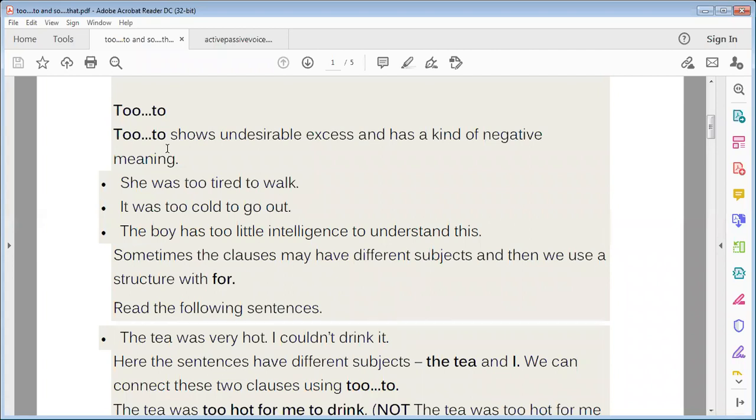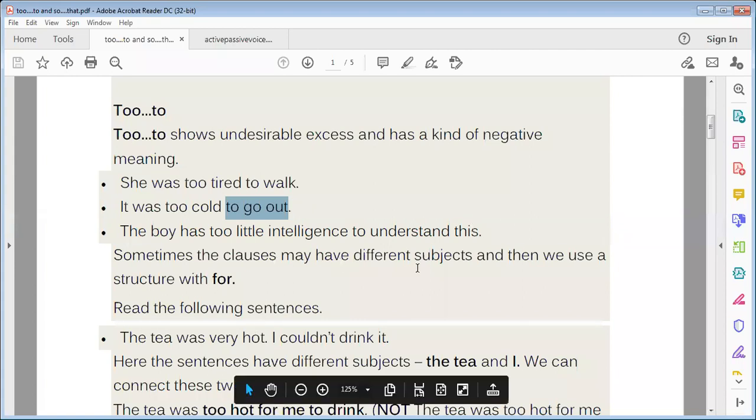How is this sentence? She was too tired to walk. What is to walk? It is infinitive. To plus verb. To go out. Infinitive. Okay, so this is the sentence structure of too. You have too plus adjective or adverb plus to infinitive. The boy has too little intelligence to understand this. Means what? The intelligence is so low that he cannot understand this.